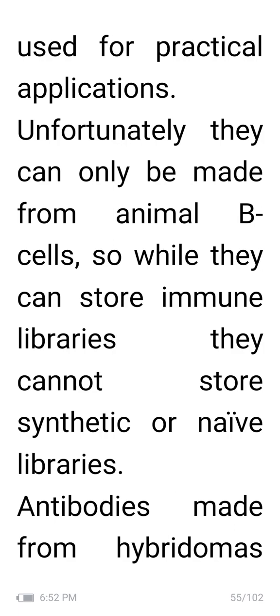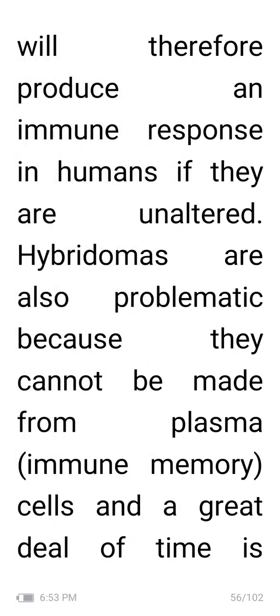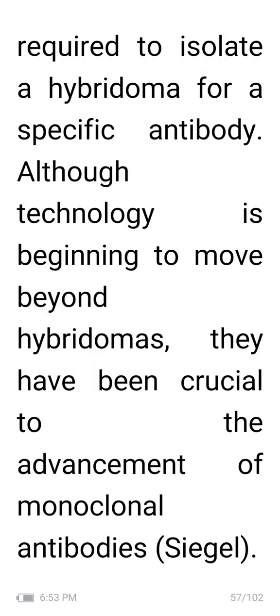Unfortunately, they can only be made from animal B cells, so while they can store immune libraries, they cannot store synthetic or naive libraries. So antibodies made from hybridomas will therefore produce an immune response in humans if they are unaltered. Hybridomas are also problematic because they cannot be made from plasma immune memory cells and a great deal of time is required to isolate a hybridoma for a specific antibody.